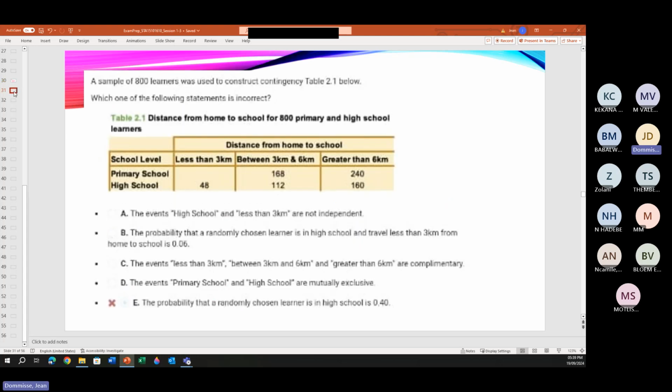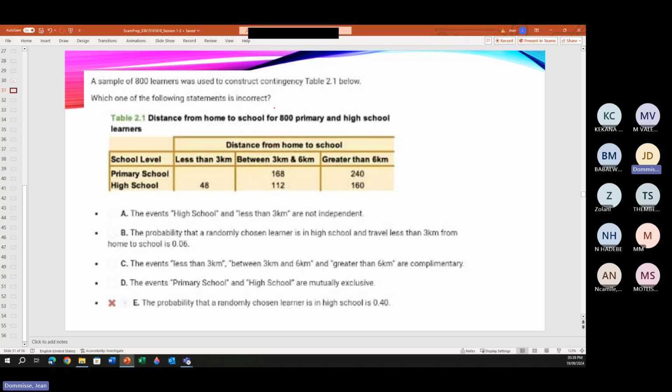Okay, so this one again, and it's a bit blurry, it was taken from one of the previous assignments. So they tell us there's 800.